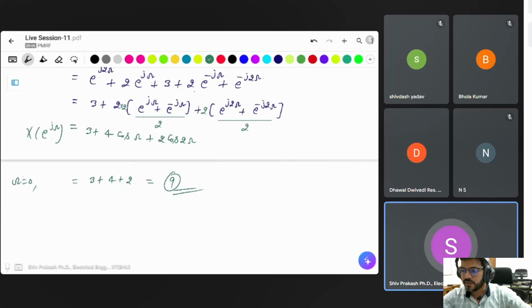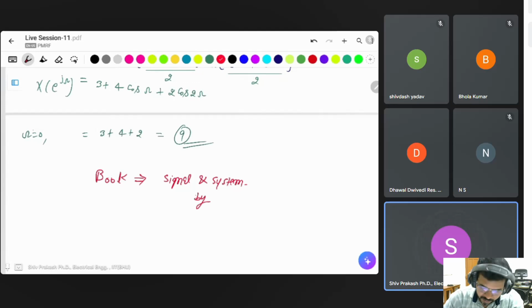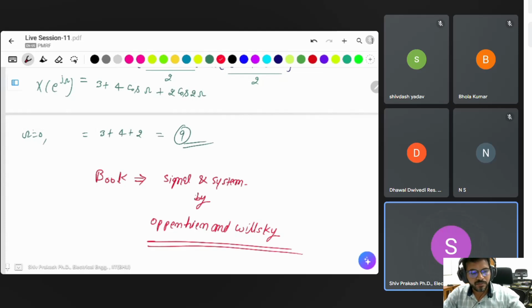For signals and systems, there is a book about signals and systems. I have written it here. You can follow this book for all understanding of signals and systems.